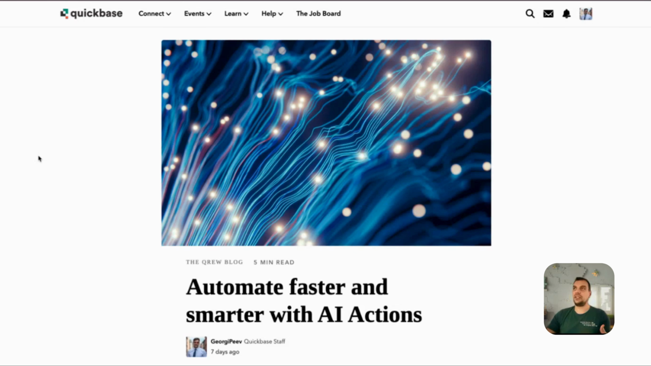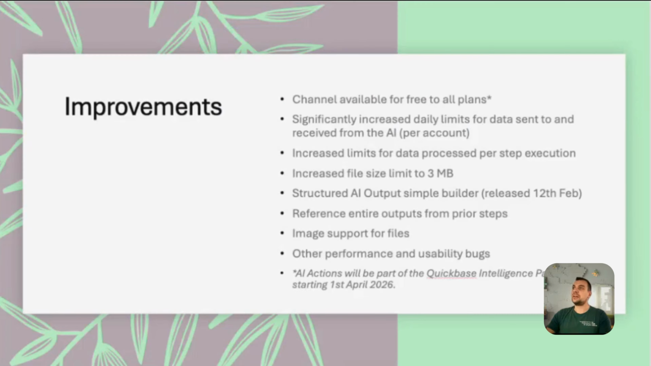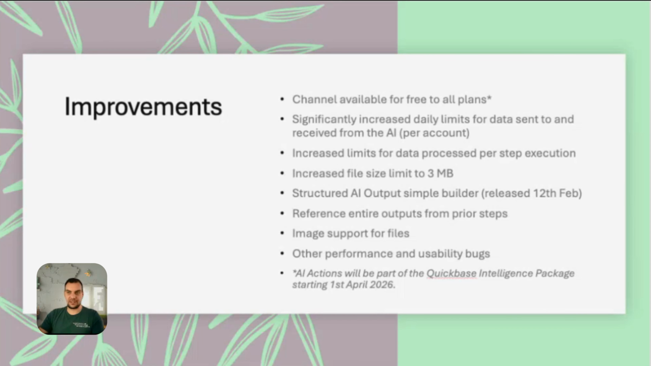On the 24th of February, we're going to be shipping out our biggest and greatest set of improvements to the channel so far, in preparation for the Quickbase Intelligence Pack that's coming out at the beginning of April. We're going to make the channel available to everyone, including customers on the team plan. We have significantly increased the limits per day per account, as well as the limits in a single call, including the file size, which we have increased to 3 megabytes.